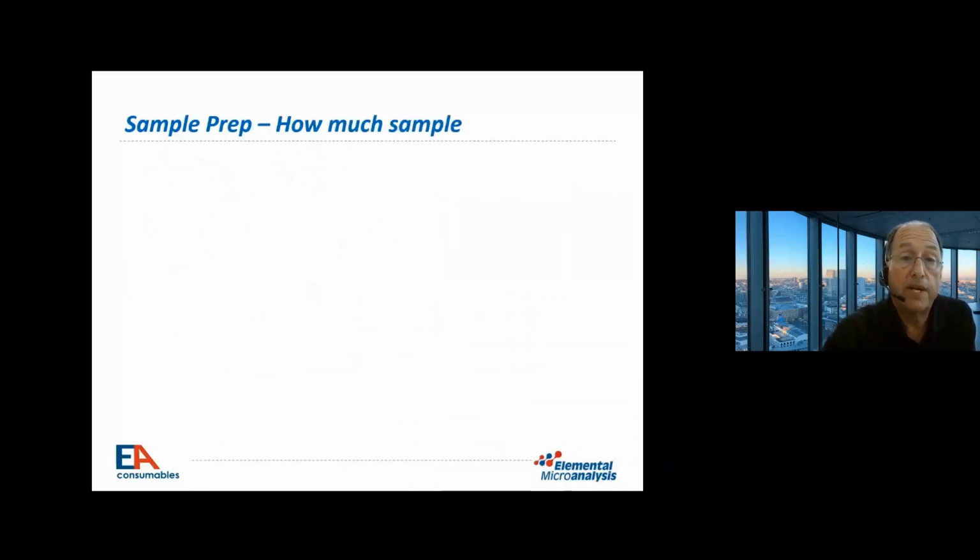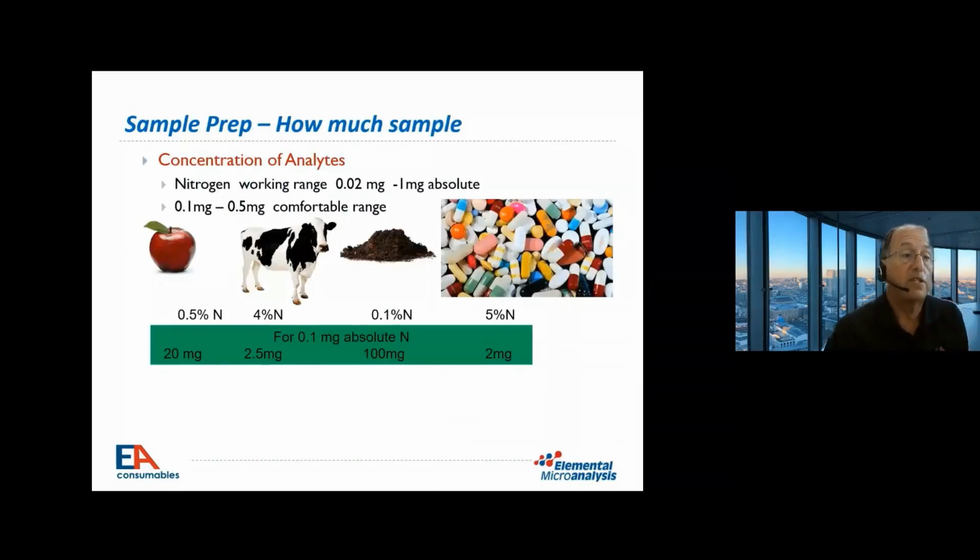So on the concentration side, let's look at nitrogen. The working range of these analyzers is between 0.02 milligrams and 1 milligram absolute, though to tell you the truth, the more comfortable working range is more like 1/10 of a milligram to 0.5 of a milligram. And so if we look at our samples here of apples, cows, soil, and pharmaceutical materials, in order to get in that comfortable range, you would need 20 milligrams of an apple, 2.5 milligrams of a cow, 100 milligrams of soil, and 2 milligrams of pure chemical.